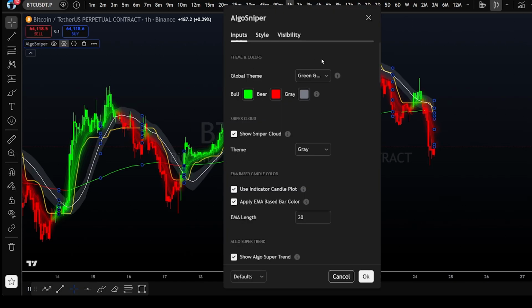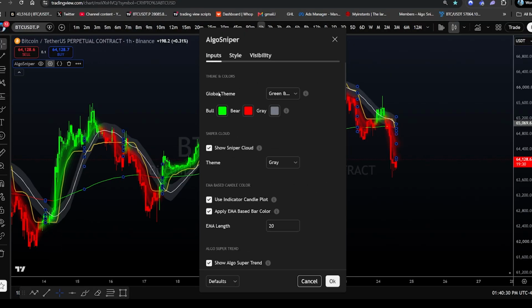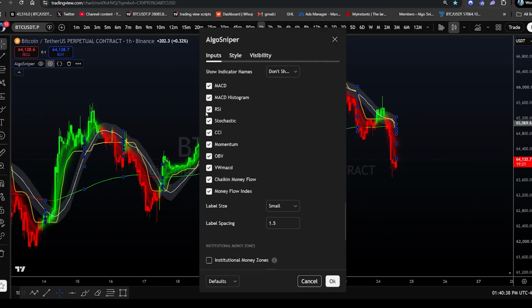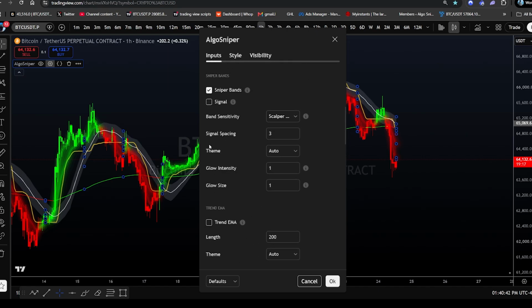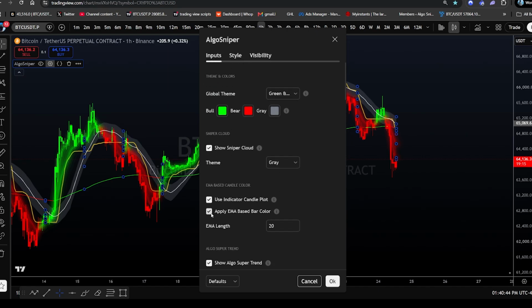But the cool thing about this new indicator is you can click the information. It tells you about the indicator, what it does, and the rules of it. I will add more information with these info symbols. But the first indicator is the Sniper Cloud. So what I'm going to do is unclick everything, and we're going to talk about one indicator at a time.